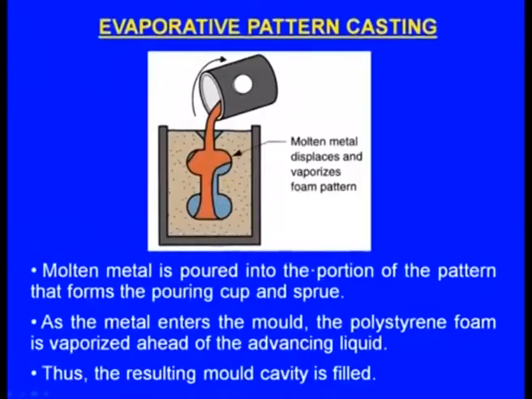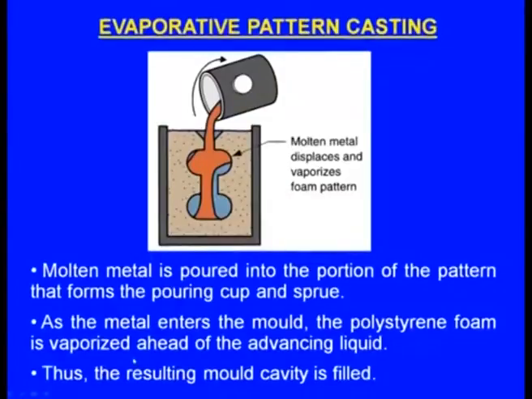Now, molten metal is poured into the portion of the pattern that forms the pouring cup and sprue. So, here we start pouring the molten metal. Then what will happen? As the molten metal enters the mold, the polystyrene foam is vaporized ahead of the advancing liquid. On one side molten metal is coming and it is falling on the polystyrene pattern or the evaporative pattern. Within fractions of a second this pattern will be evaporating, so one way the metal is coming and another way the vapor is going out.